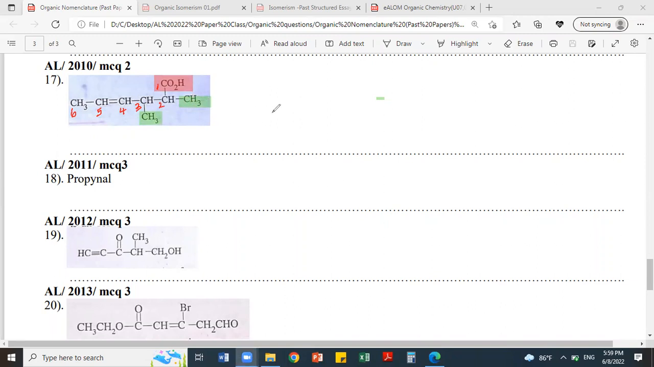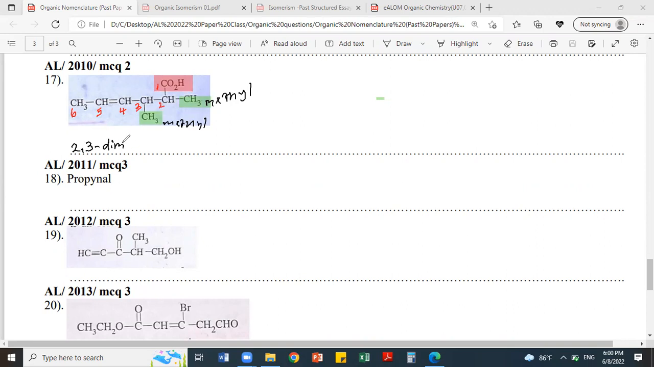Now how to write the name? The CH3 group is also called a methyl group. CH4 is methane, CH3OH is methanol, methyl group. There are 2 methyl groups. So how to write this? 2 methyl, 3 methyl. You can write 2,3 instead of writing 2 methyl, 3 methyl. You can write 2,3 dimethyl. You have to put a dash before you write dimethyl.